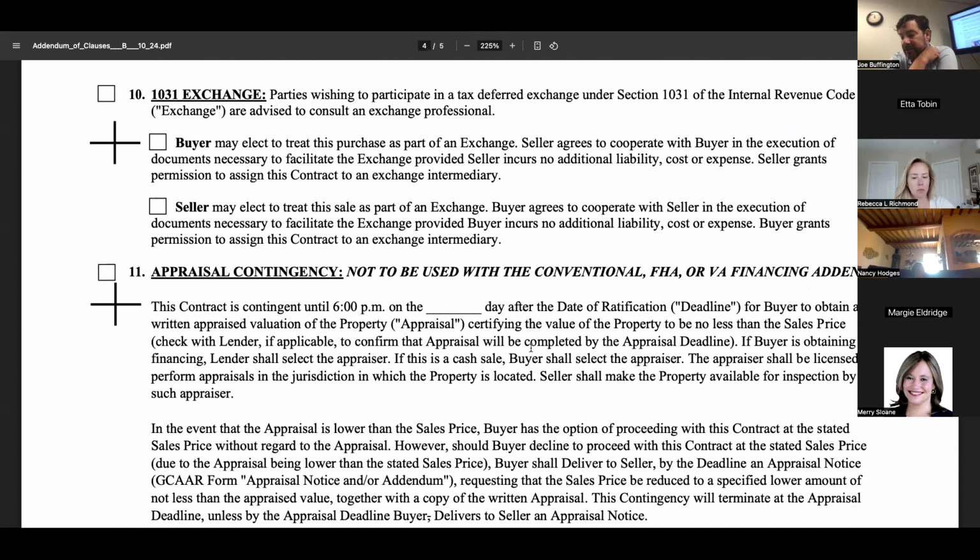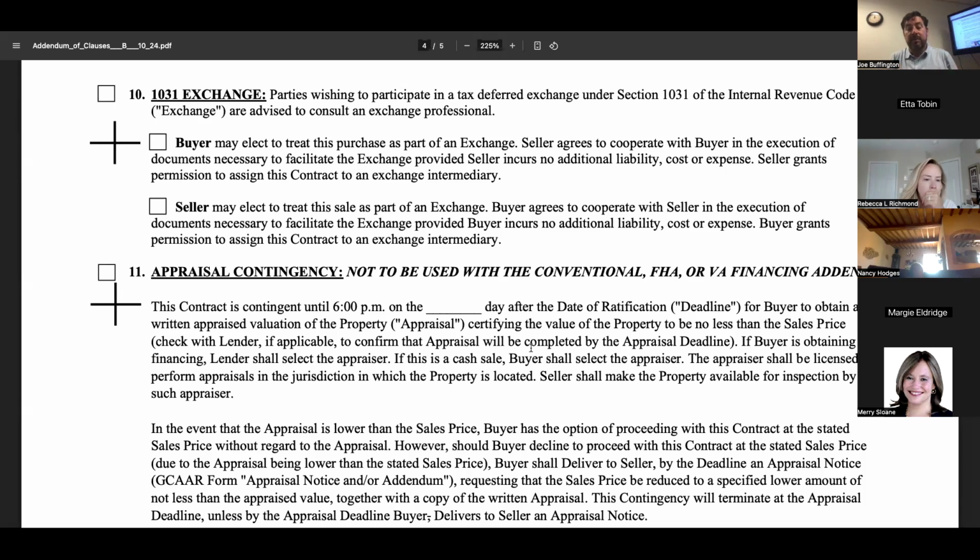Paragraph 10, 1031 exchanges, buyer and seller agree to fill out paperwork. Basically, it's so that one party can't hold the other party hostage if they are doing a 1031 exchange. 1031 exchanges are tax deferred. They're not necessarily commercial, but they can be property exchanges where you may have a rental property and you're going to sell it and then buy another rental property at the beach.